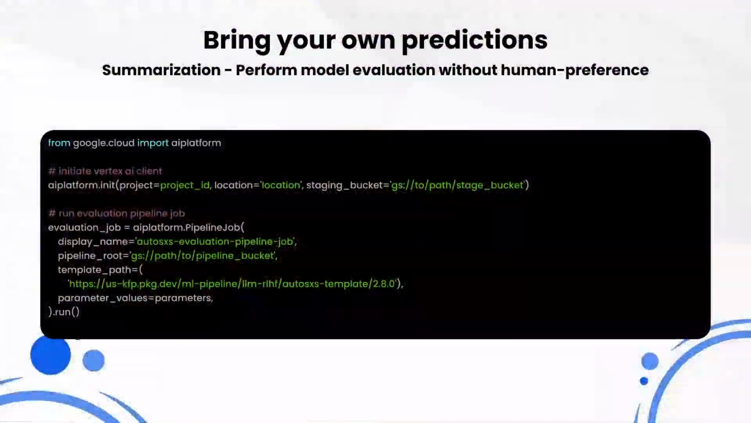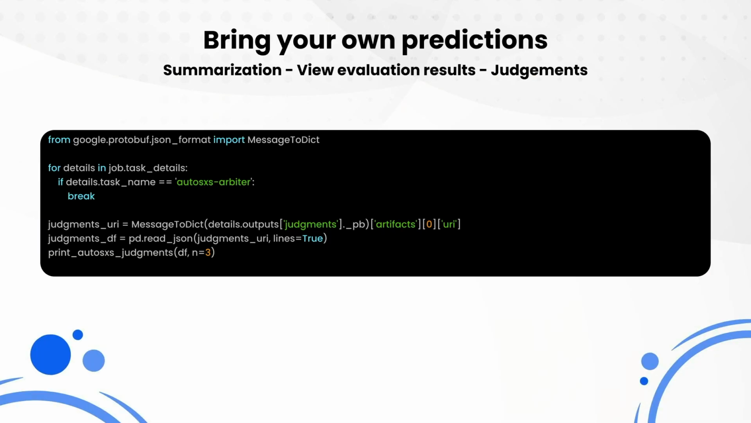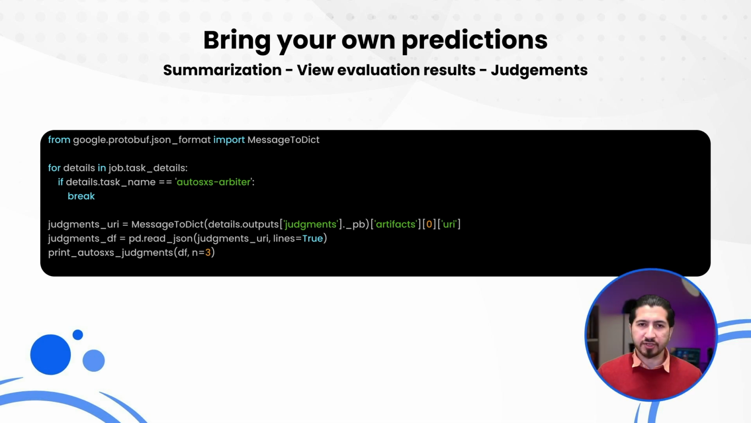After defining our parameters, we can initiate an evaluation pipeline job using a Google-provided template. The parameter values are passed in to configure the pipeline job. AutoSxS utilizes Vertex AI Python SDK to get this job done. After successfully completing an AutoSxS evaluation, you can view the evaluation results.